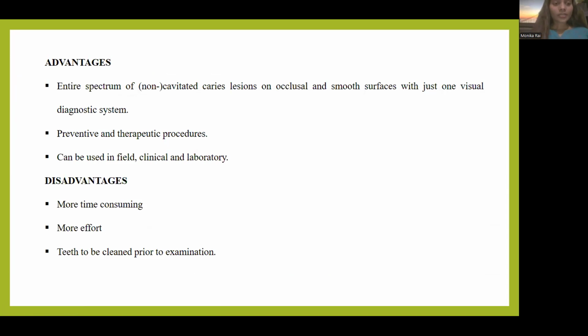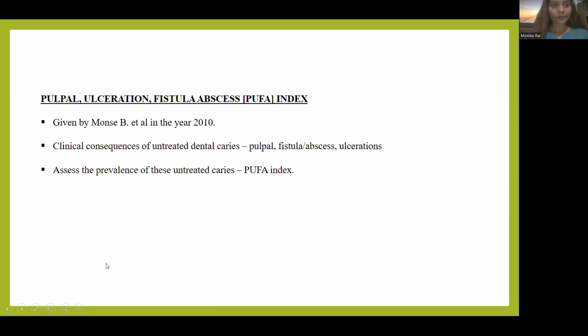What are the advantages? The entire spectrum of non-cavitated caries lesions on the occlusal and smooth surface with just one visual diagnostic system. Preventive and therapeutic procedures can be used in field, clinical, and laboratory. Disadvantage: more time consuming, more effort, teeth to be cleaned prior to examination.